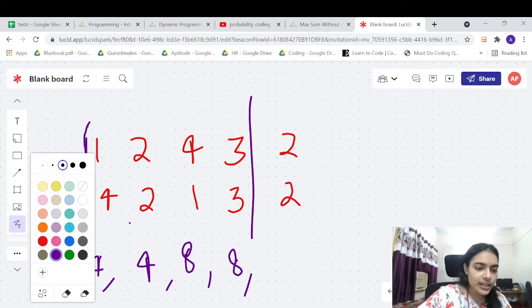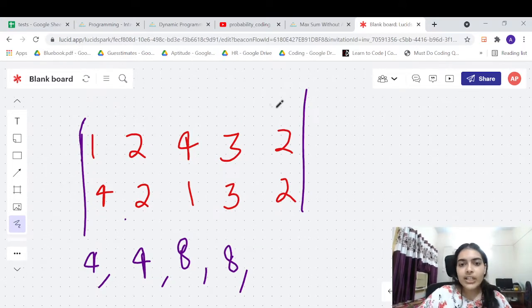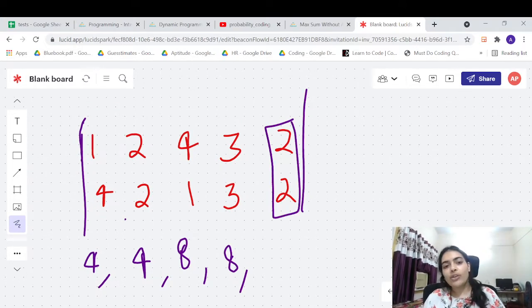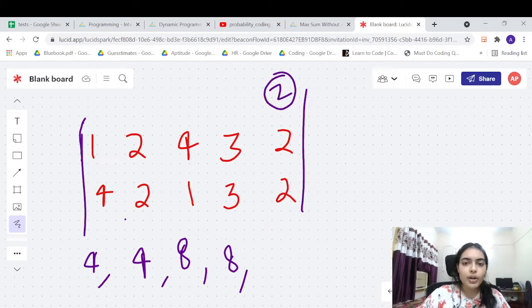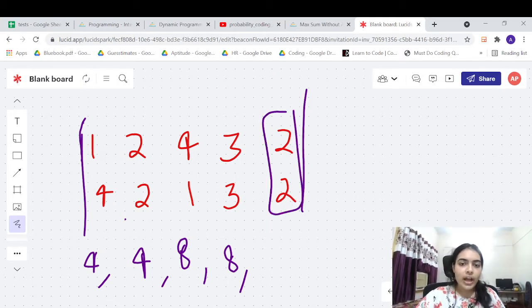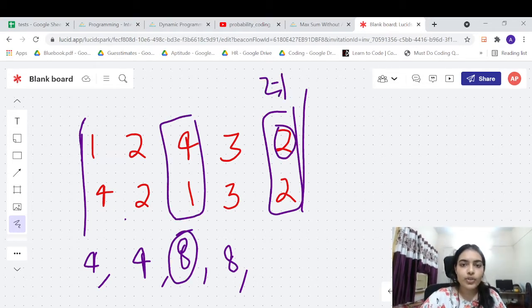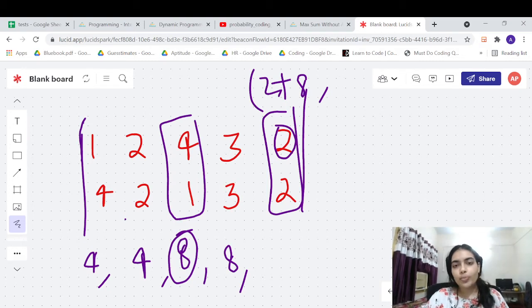Now I will increase my space. Among these two elements, I can pick any element I like because both are equal. Otherwise, I would have taken the maximum element. So I take 2. And from here, I should take the maximum up till here, which is 8. So I can take 2 plus 8. Otherwise, one more choice I have is to just take this element, which is 8.